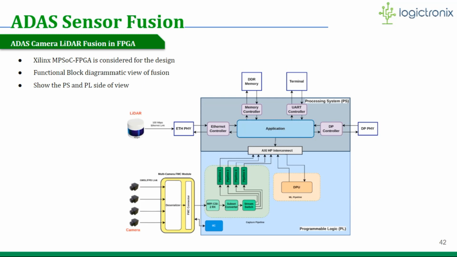The feature extraction will be done in a DPU, which you can see as the machine learning pipeline in programmable logic. Finally, the application will combine all of the features from the LiDAR and cameras into one. For buffering all of the data, it will use the DDR memory, and finally, the output will be sent to the output monitor through the DP controller.